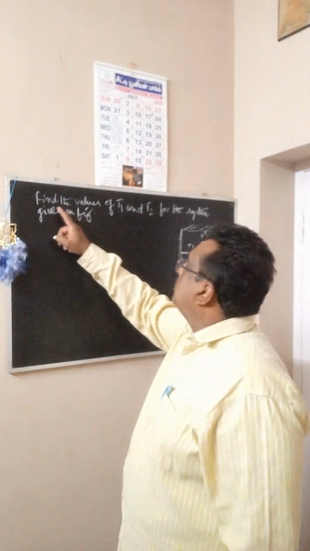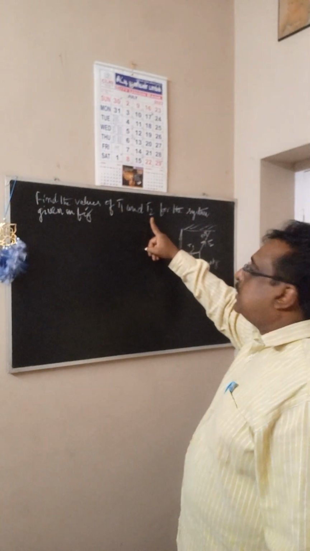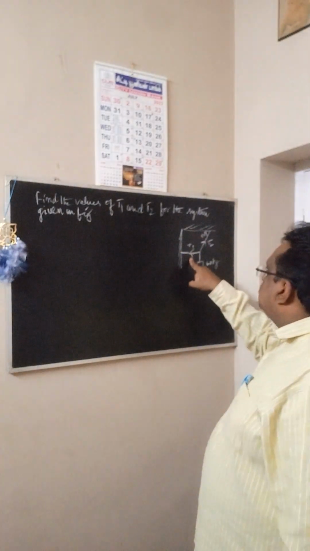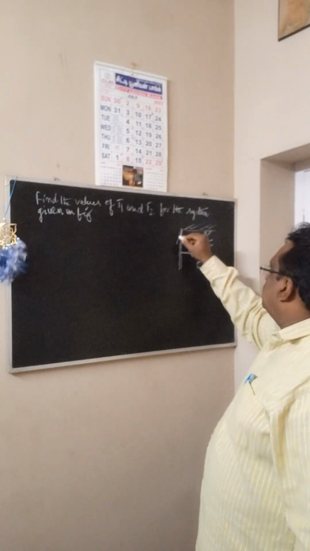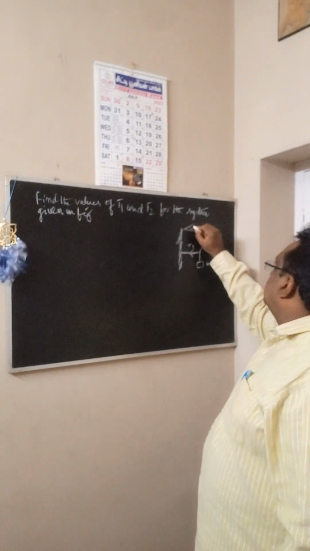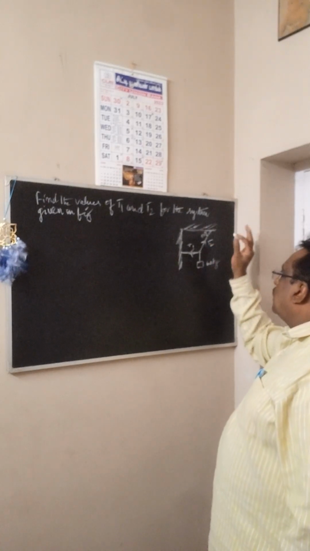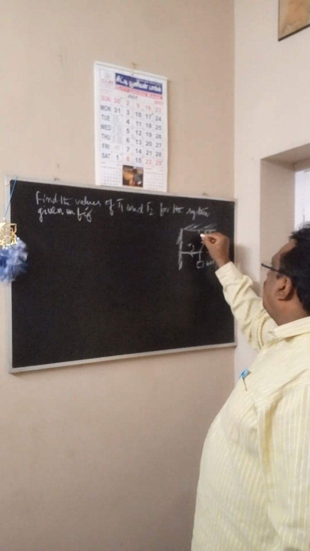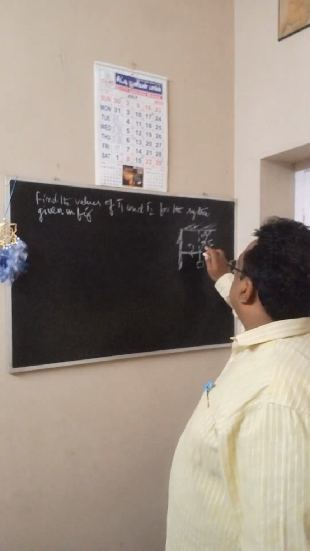Here there is a problem. Find the values of the tension T1 and the tension T2 for the system given in the figure. So this is the figure. Here the T2 is at an angle of 50 degrees. That is all that is given. So by the method of resolution of vectors, or the rectangular components of vectors, we are going to find T2.